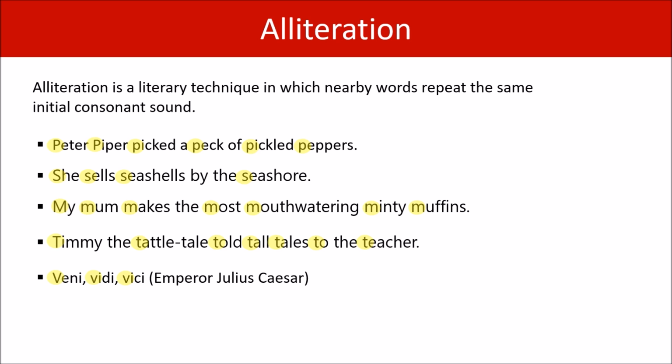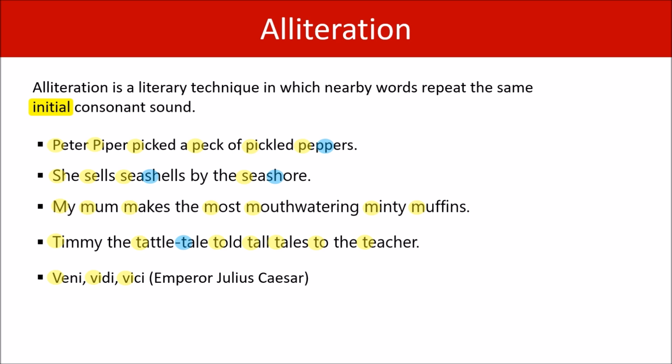Now, what I want you to concentrate on is the word initial. But now look at these ones here. Go down to the fourth example. Timmy the Tattletail. Here the T is not one of the initial letters, but it still sounds like it's part of the alliteration. And look up at the top one. Peppers. The P's in the middle of peppers sound like they're part of the alliteration. And it's the same for the S in seashells and seashore. And that's what we're going to talk about next.